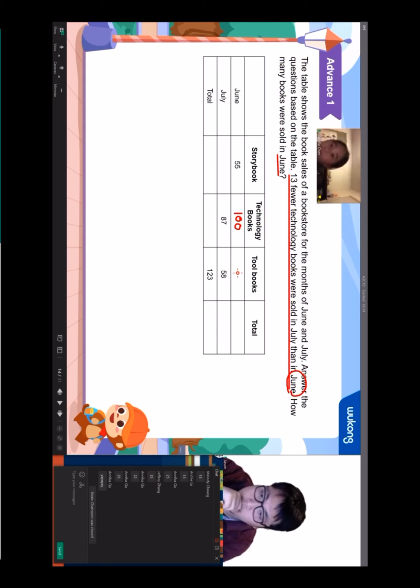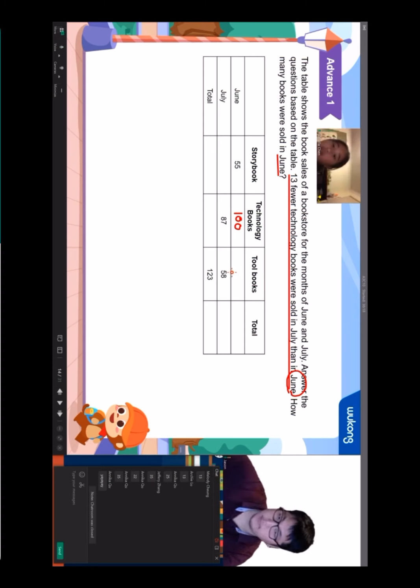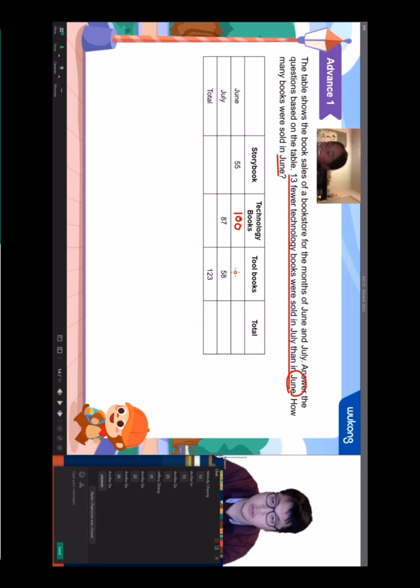65. How did you get 65? 123 minus 58 equals 65. Good. So what happens if we add all these numbers together for June? We get 220. Very good. So the answer for this question is 220. But let's fill out the table. So what do you want to calculate? Let's add 187 to find the total for technology books. So what do we get?